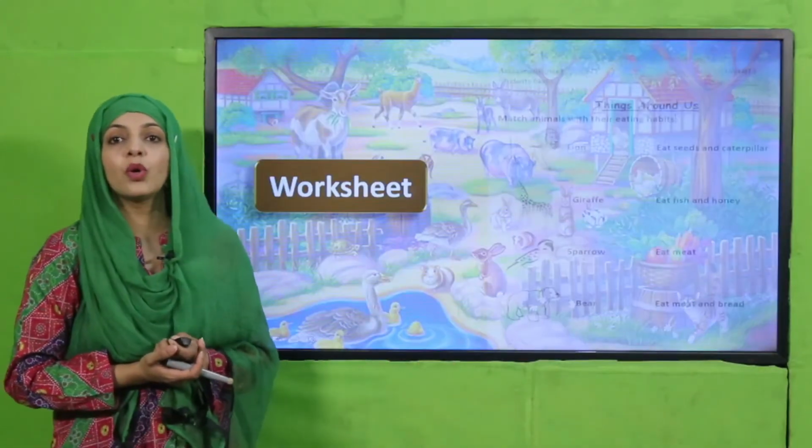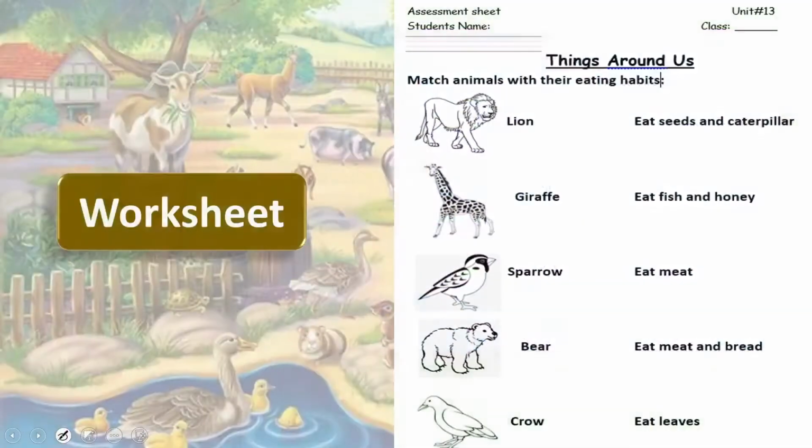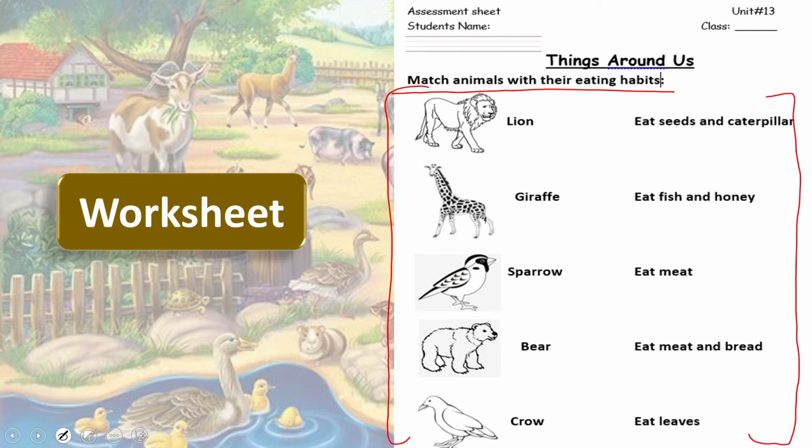For practice, you can download this worksheet from the description box below this video, or you can get it in print from Bio Teacher. So write down your name and your class, and then what you will do is match animals with their eating habits. So here on one side animals are given और यहाँ उनकी eating habits लिखी हुई है. So you have to match it.